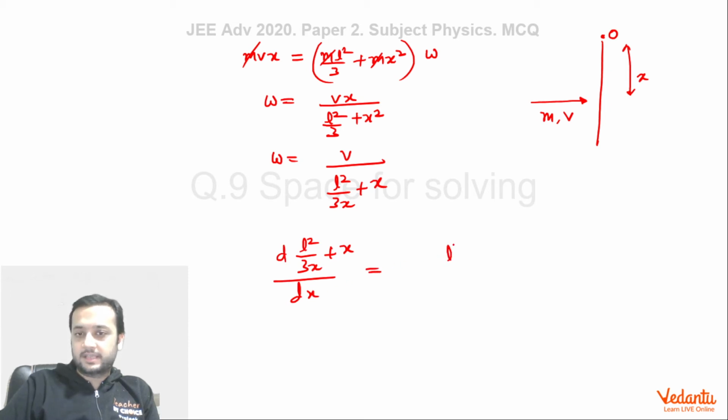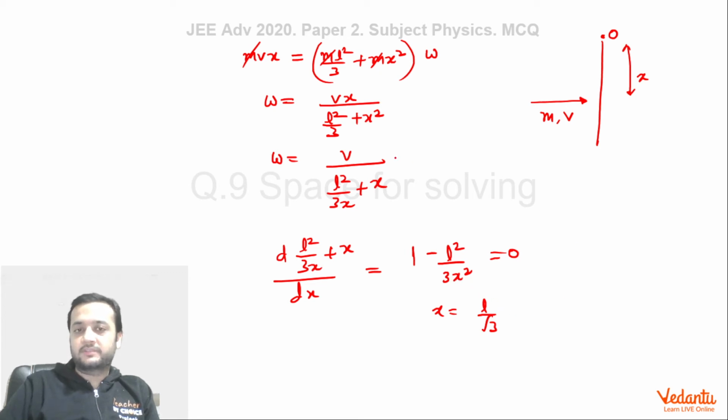This becomes negative L square by 3x square, right? And this is 1. Sorry, this is 1. So this should be 0, right? So from here we can say that x becomes L by root 3. You can see how easy it has become, or how simple calculation has become. X becomes L by root 3 since it cannot be negative.